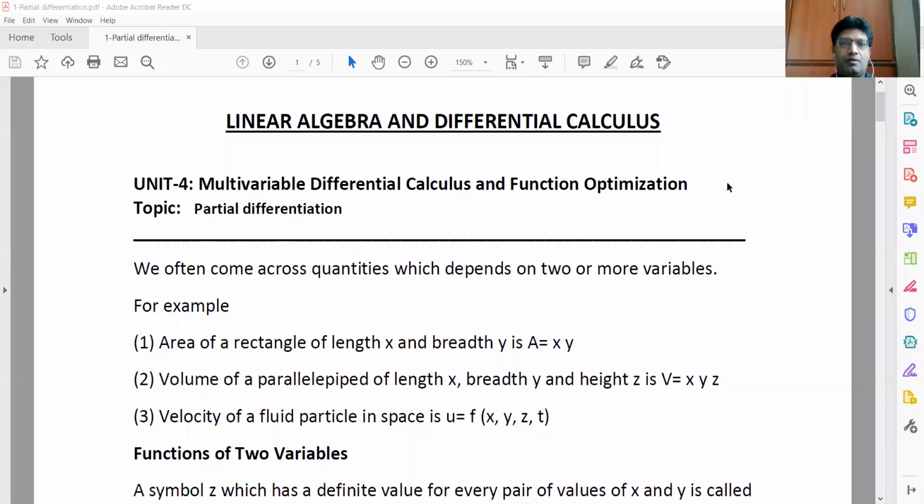Hello, welcome to the fourth unit, multivariable differential calculus and function optimization. So, in this unit, the first topic we are going to see is partial differentiation.